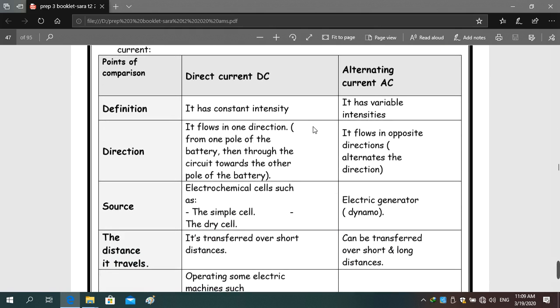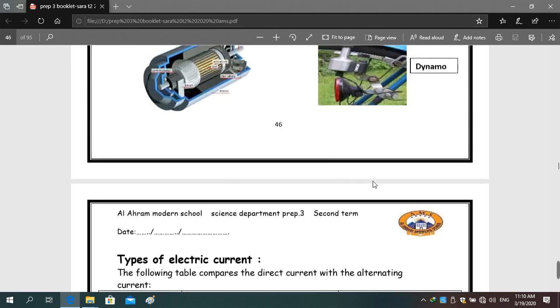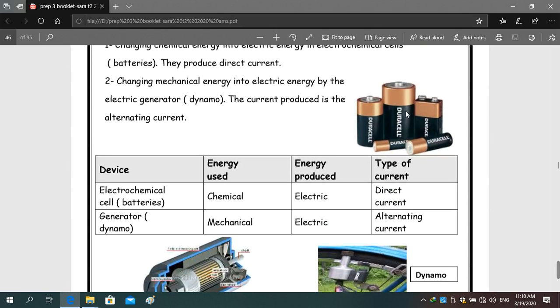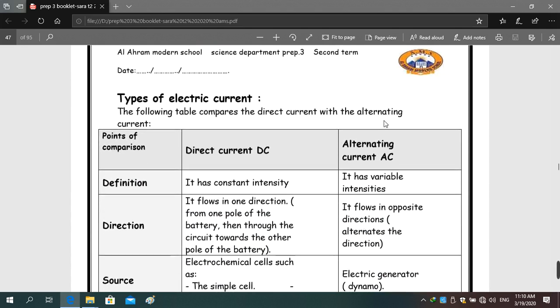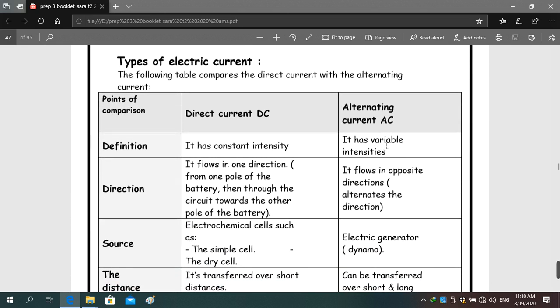What is the direct current? Direct current represents a current whose intensity is constant. We have mentioned before that the battery here produces a direct current. So the battery or electrochemical cell produces a current which has constant intensity. But alternating current or AC produces variable intensities. So the electricity passing through a conductor in an alternating current has a variable intensity.